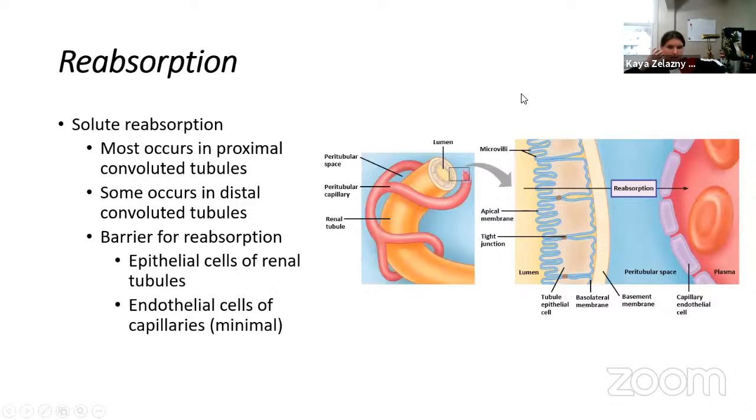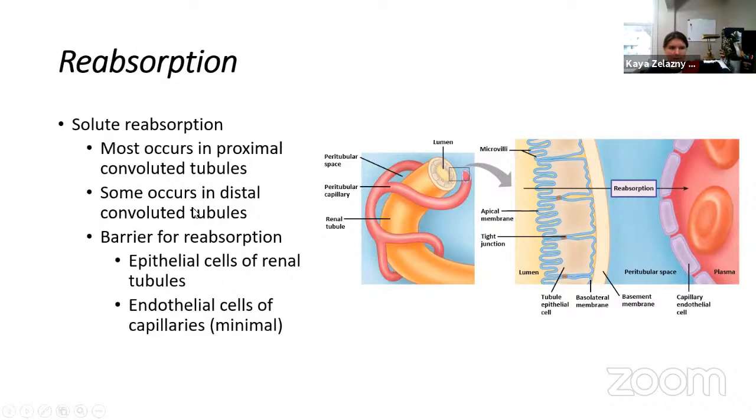So we're going to talk a little bit about the details of this reabsorption. Most of the reabsorption is happening in the proximal convoluted tubules. The proximal convoluted tubules are like the second-ish step of our nephron, right? We had our glomerulus at the beginning, which is those capillaries leading us into Bowman's capsule, Bowman's space, which is kind of the mouth eating the glomerulus. And the proximal convoluted tubule is what comes next.